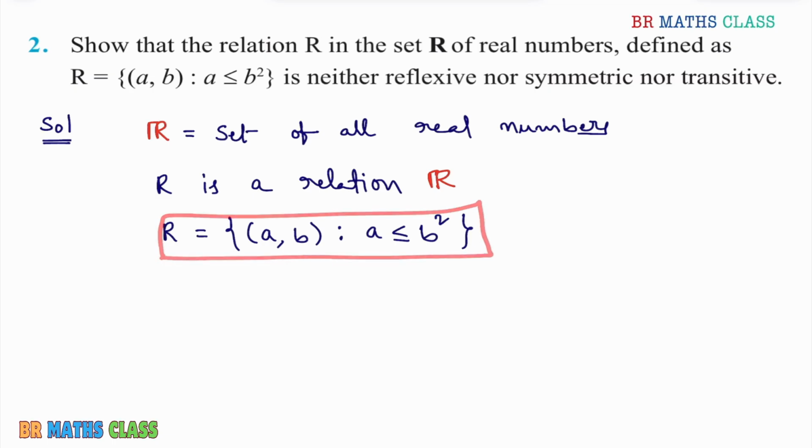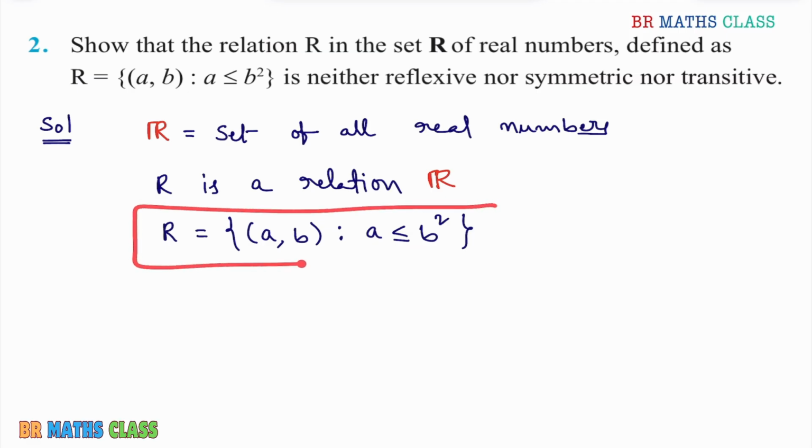The relation is defined like this. Ordered pair (a, b) says that a is less than or equal to b square. Here, understanding this relation is important. I'll check a few examples of which ordered pairs are in this relation.